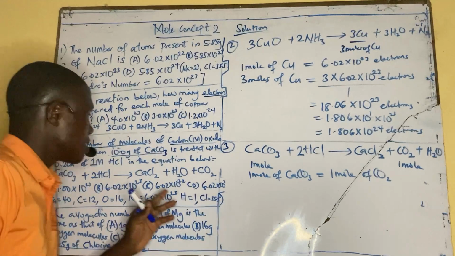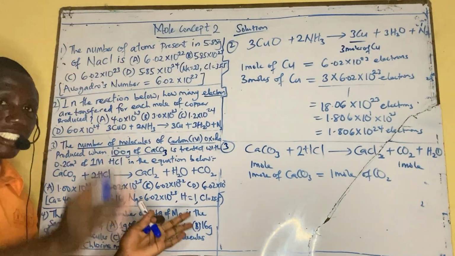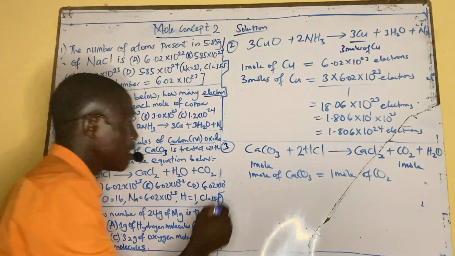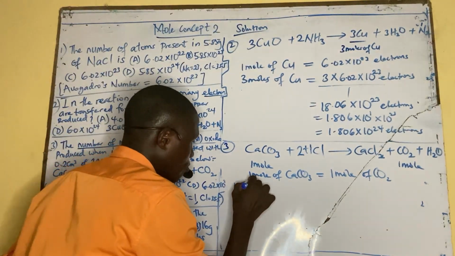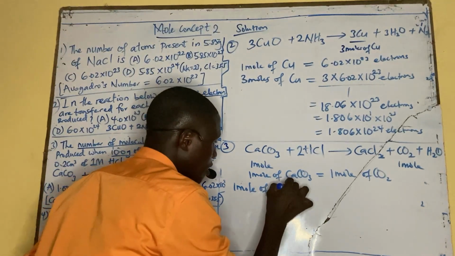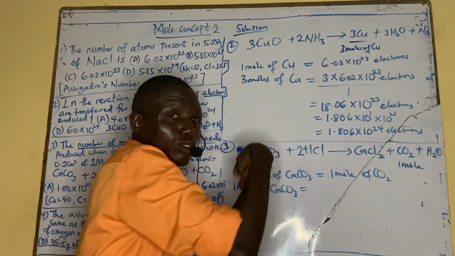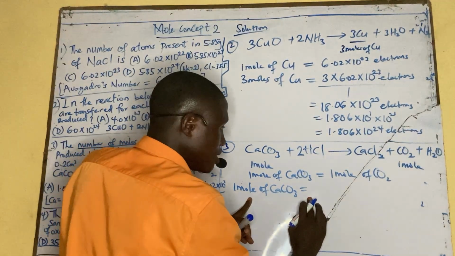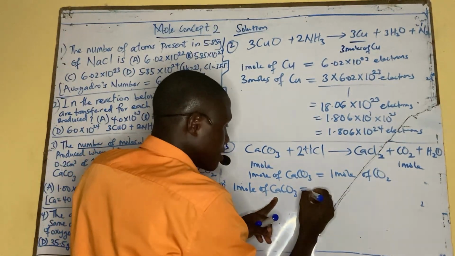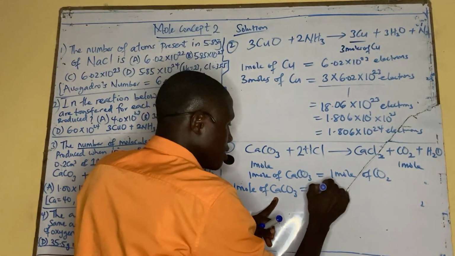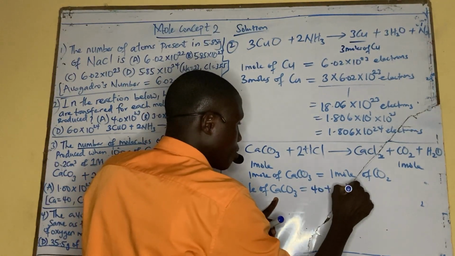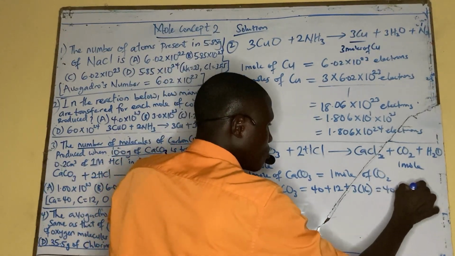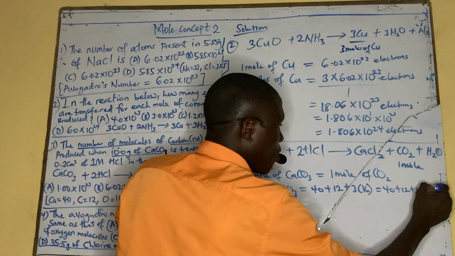Now, because they give us 10.0 gram, to convert 1 mole of CaCO3 to gram, how do you do that? 1 mole of a compound is equal to the molar mass of that compound. So we find the molar mass of this. The molar mass is 40 plus 12 plus 3 into bracket 16. So this one will be 40 plus 12 plus 48, which is 100 gram.